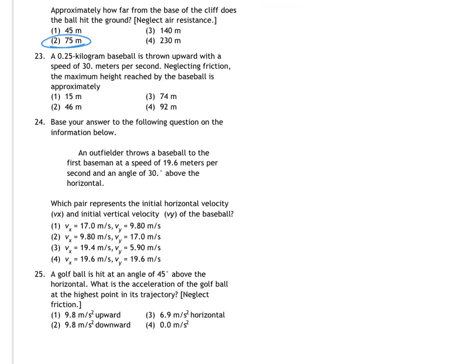23. A 0.25 kilogram baseball is thrown upward with a speed of 30, neglecting friction. The maximum height reached by the ball is approximately... All right, so the mass in this case won't matter because I didn't see any forces, so I can't solve for some acceleration. But the ball is thrown upward with a speed of 30.